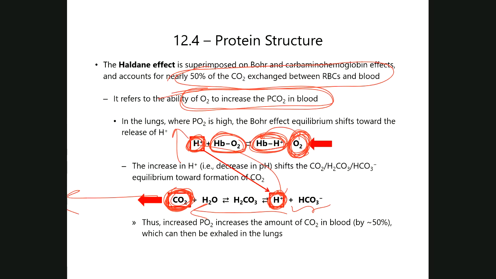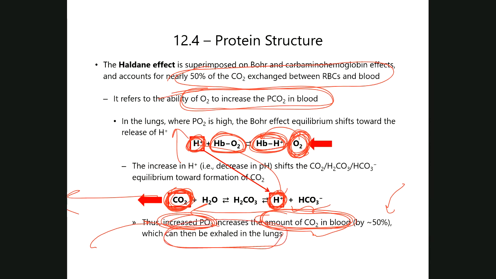So the increase in the PO2 that is observed in the lungs as a consequence leads to an increase in the amount of CO2 in the blood at the level of the lungs, which is where this is more optimal. And it can be up to 50%. It's an enormous effect. And that then can be exhaled by the lungs, okay?